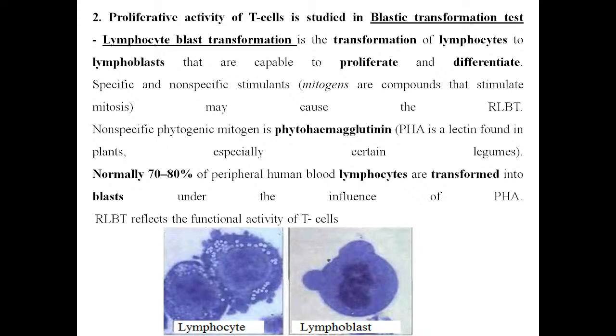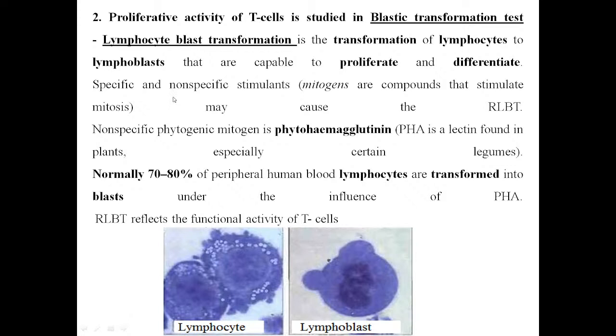This ability is studied in the blastic transformation test. Lymphocyte blast transformation is the transformation of lymphocytes to lymphoblasts that are capable of proliferating and differentiating. So lymphoblasts are progenitors, pre-cells for lymphocytes. We can collect blood from the patient with lymphocytes and do a blastic transformation test with these lymphocytes. If they are able to be transformed into lymphoblasts, it's okay.